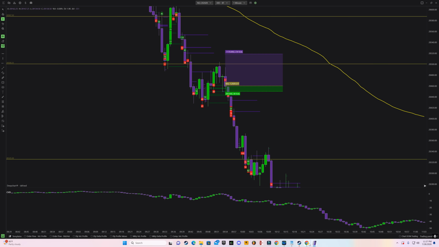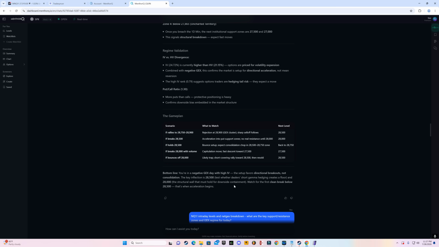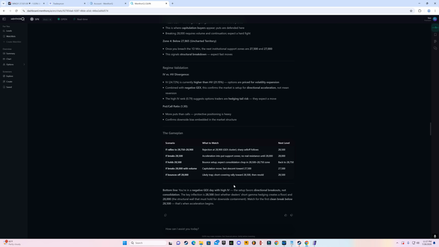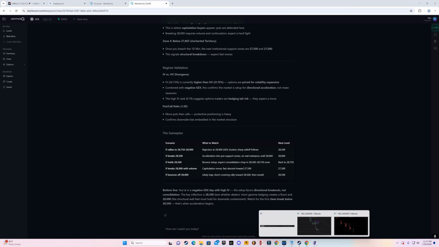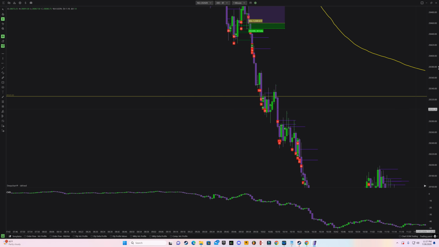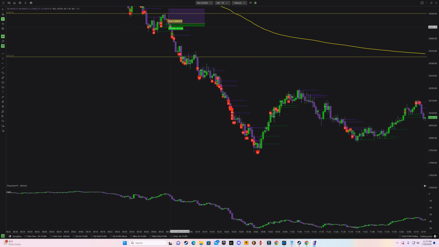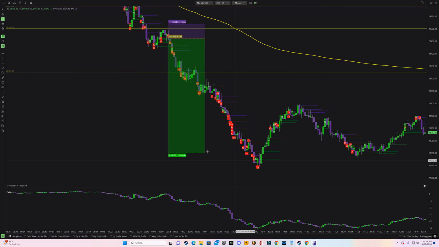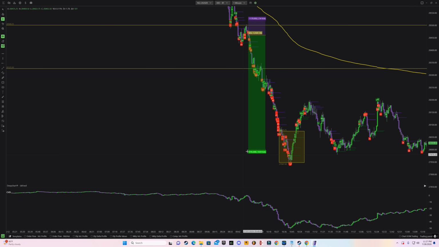And now notice, what is the target? So I ask it, hey, where can we go? It says if we break 28,500, acceleration into put support, no real resistance until 28,000. So it tells me the next level is 28,000. And guess what? Where did the price go? Let's just go here. 28,000 is right here. Look at that, guys. And right after hitting 28,000, we reverse back up. Isn't that amazing, guys?